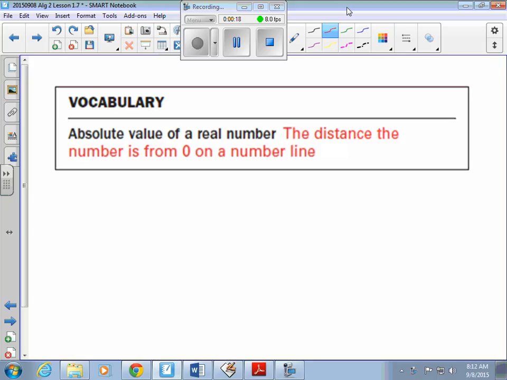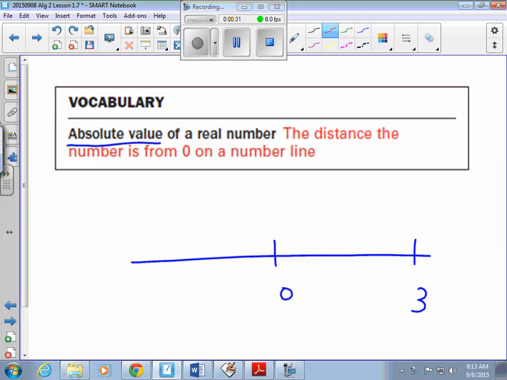First thing we have is a definition of the absolute value of a real number. Absolute value, remember, is a distance. Any time you talk about the absolute value of something, you're talking about how far it is from the number 0. 3 is 3 units from 0. Negative 3 is also 3 units from 0. That's why absolute value can never be negative, because distance is never a negative number.